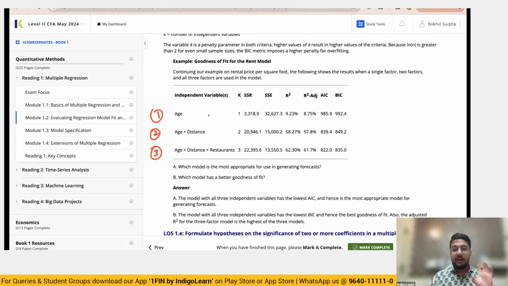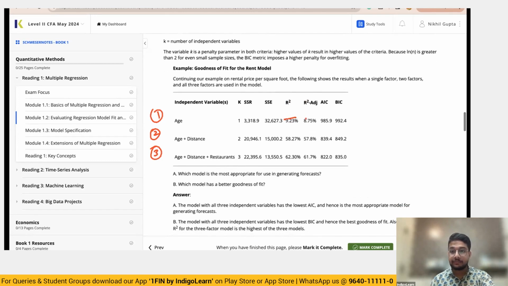In the first model, only one variable is used, which is age. On the basis of age, what is my R square? 9.23. What is my adjusted R square? 8.75. And this is my AIC and this is my BIC.